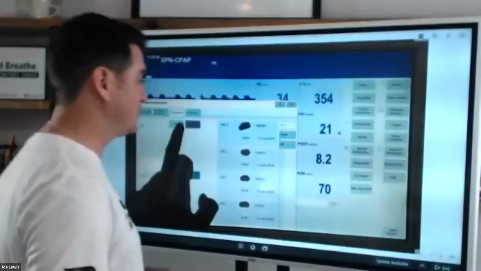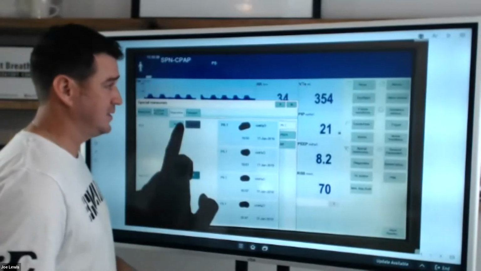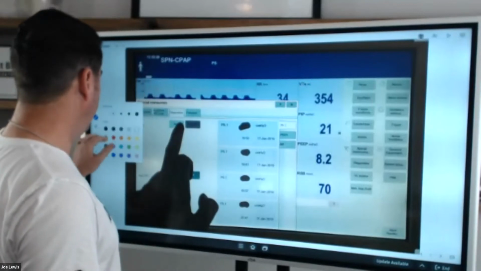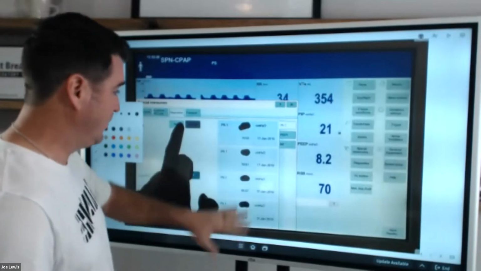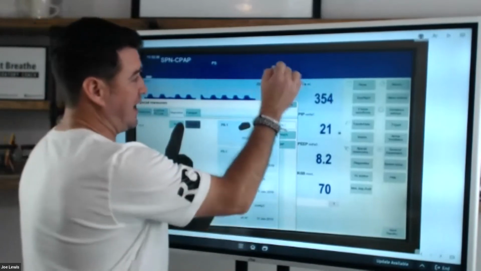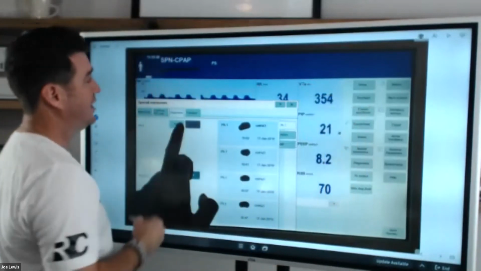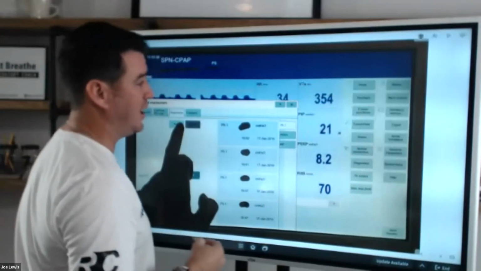Okay, let's look at one more scenario here. Ignore the hand over here. Don't pay attention to that. What we note here is, again, you're going to see the P100 right here. But to start with, we're in spontaneous. Where does it say spontaneous? Right here. Spontaneous. We're in CPAP. We have pressure support on.